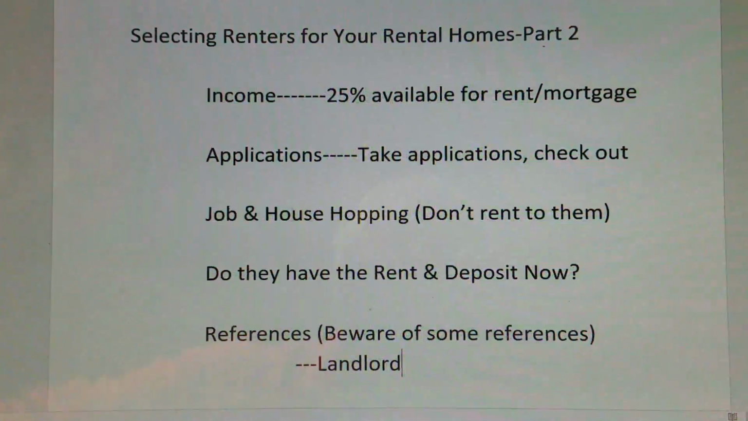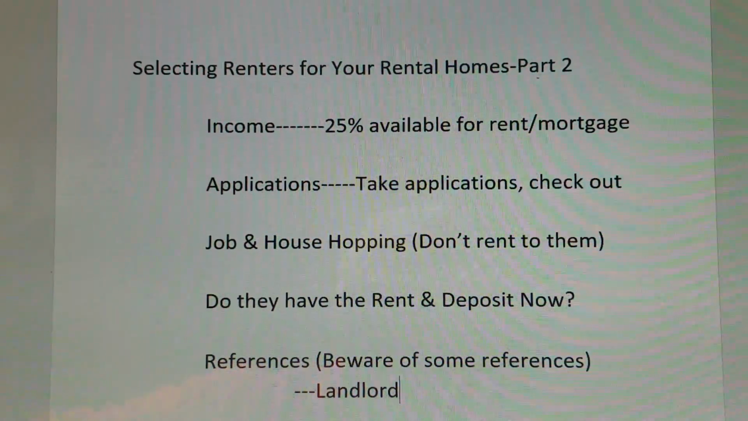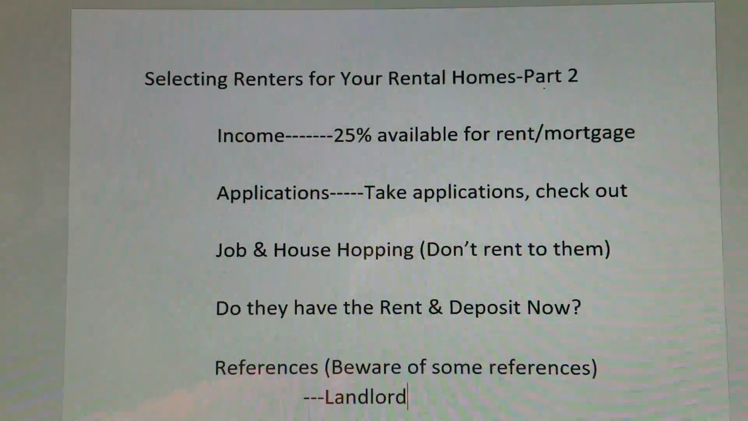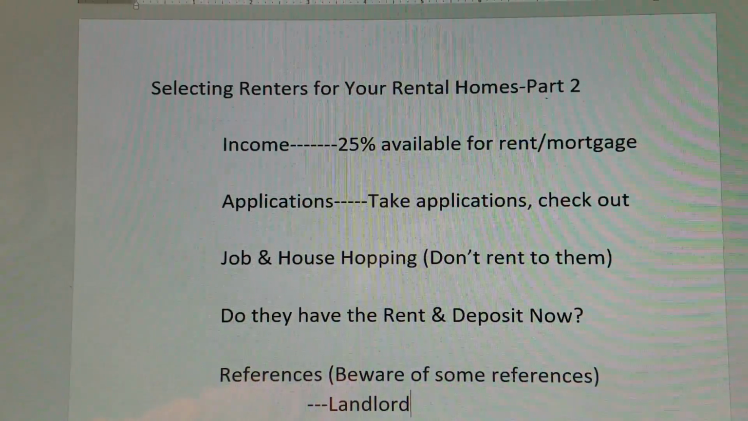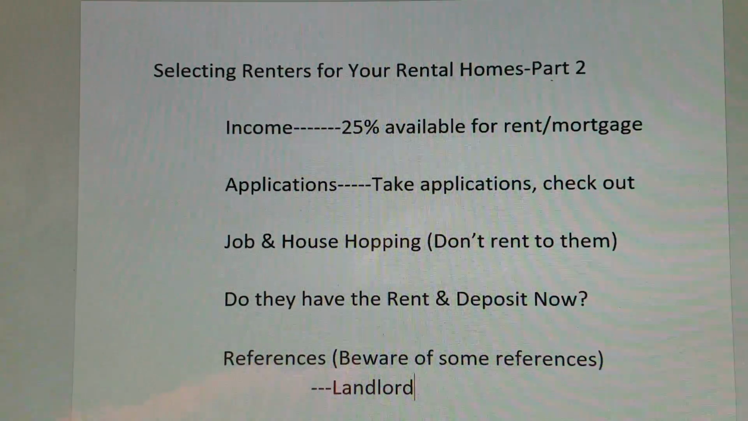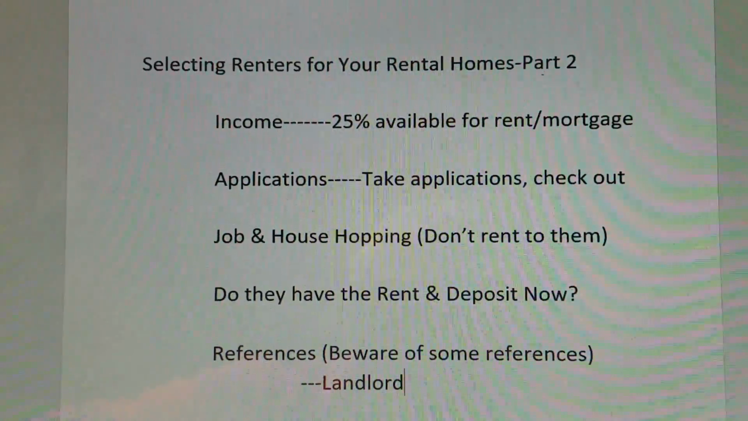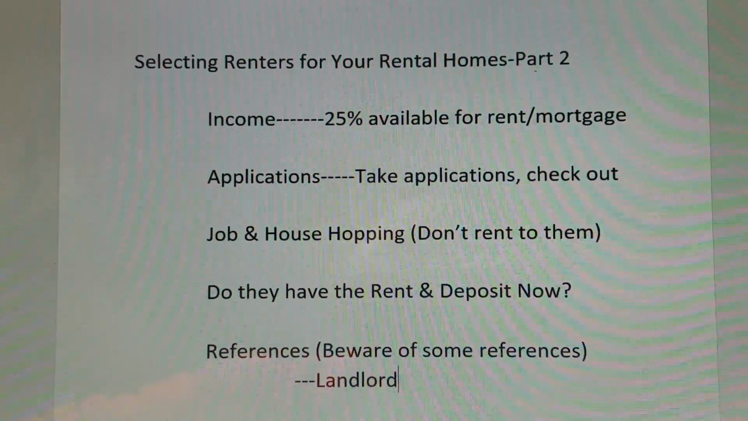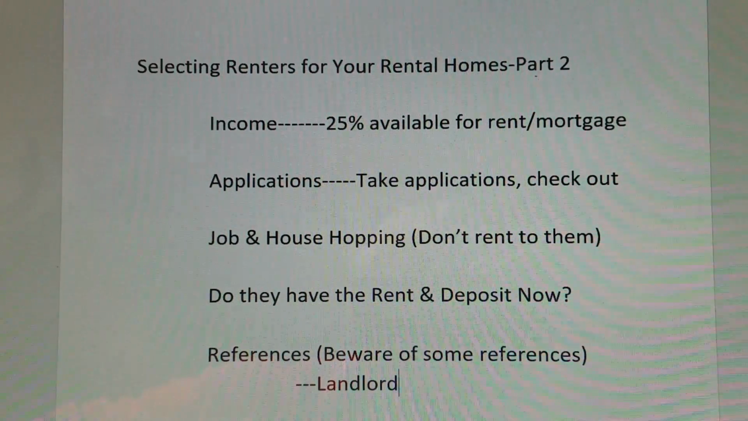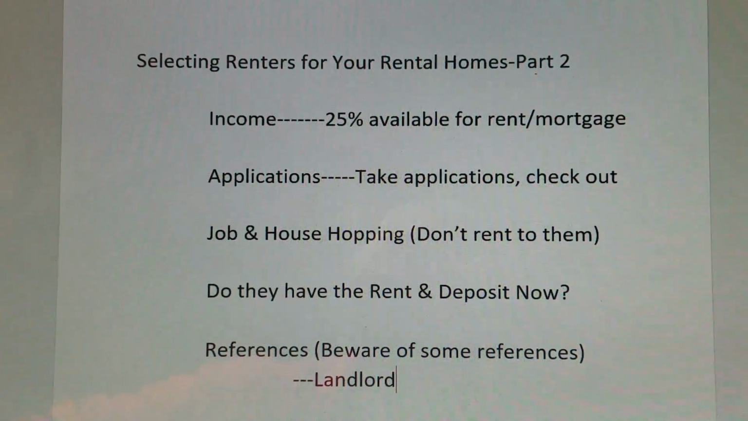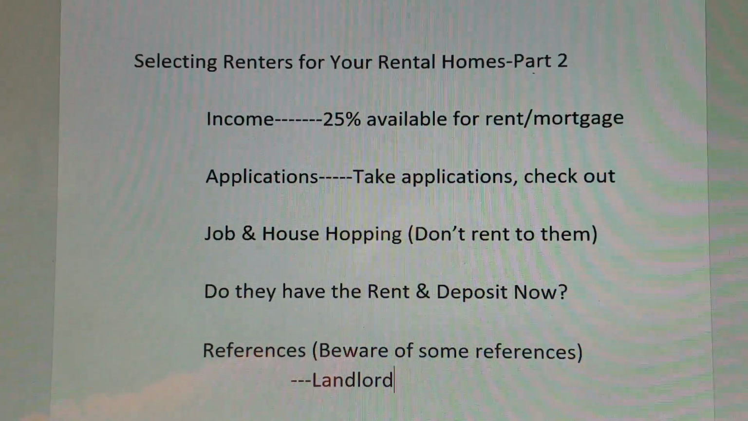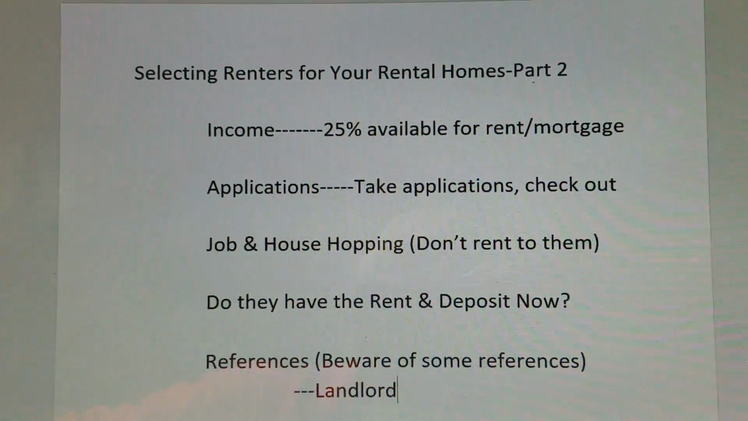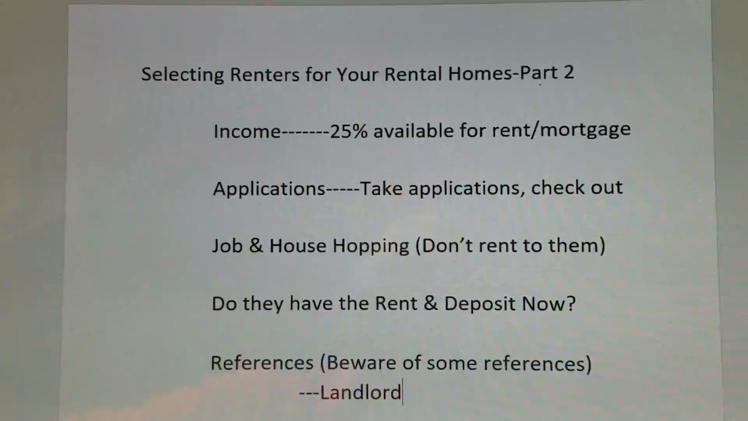Job hopping and house hopping. If a person does not have a good job history, that is, if they've only been at their job for 6 months, and the job they had before then was like 6 months, and so forth, then it's not a good person to rent to, because they're hopping around from job to job, and they're going to probably be out of a job. And if they're out of a job, they're out of money to pay the rent. So they need to have good, stable job history.